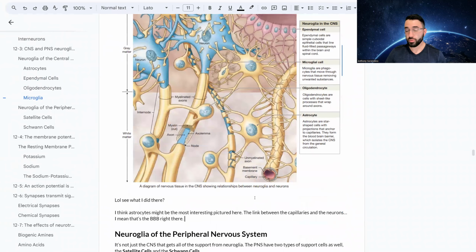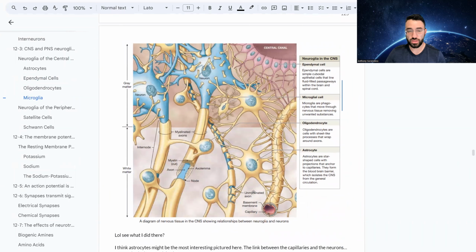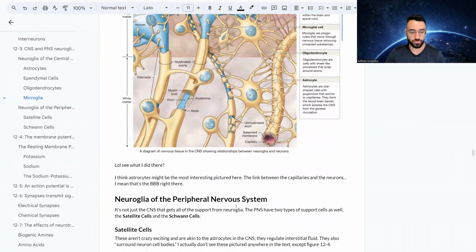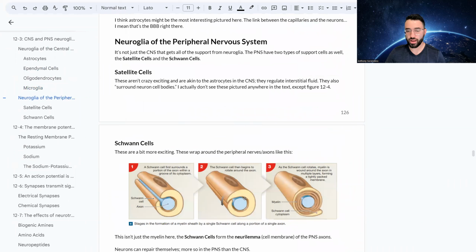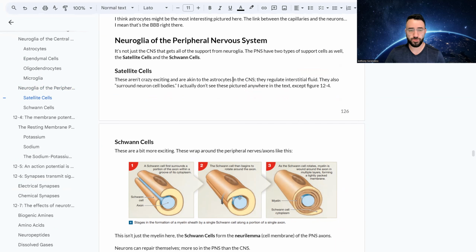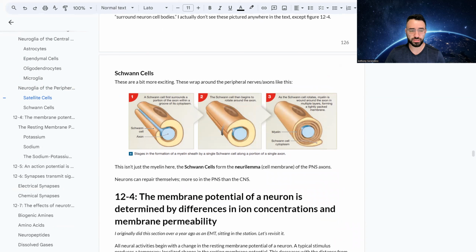There are two neuroglia of the peripheral nervous system: the satellite cells and the Schwann cells. I believe the Schwann cells wrap around and create myelin in the peripheral nervous system. The satellite cells surround neuron cell bodies. They're not talked about much, but just know that's what they do. The Schwann cells form what's called a neurolemma, not the axolemma, but a neurolemma, another type of cell membrane, specifically of peripheral nervous system axons.